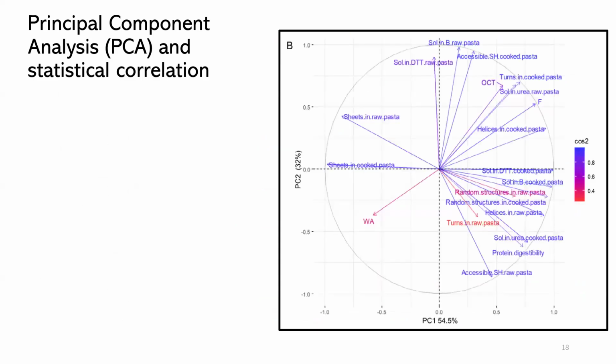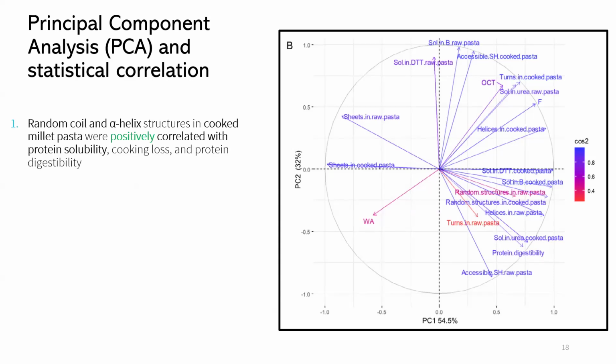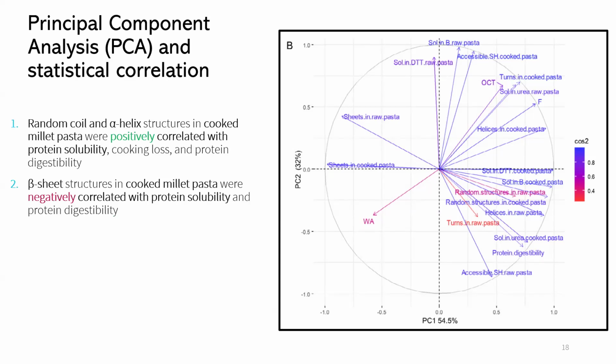For this one, it shows different arrows that show different correlations depending on different attributes of the sample and how correlated they are. So it's a lot of information. The authors talked a lot about different correlations and what they meant, but the two main takeaways for me were that random coil and alpha helix structures are positively correlated with solubility, cooking loss, and protein digestibility, whereas beta sheet structures are the opposite, where they negatively correlate with those attributes.